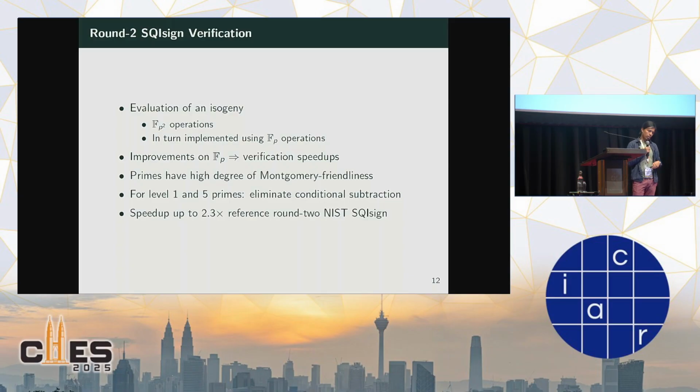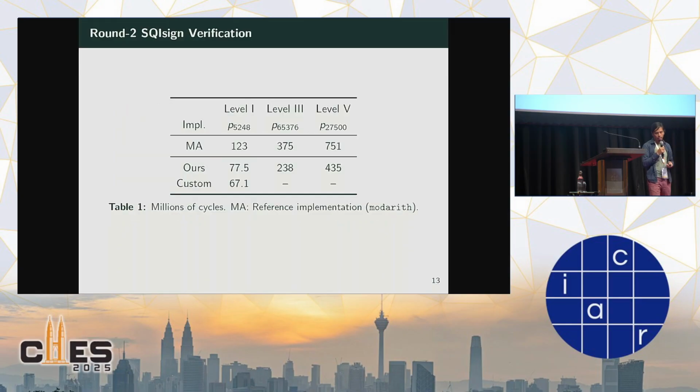And when we compare the ARM version of SkiSign for verification against the reference provided by the SkiSign team, we are 2.3 times faster than the reference implementation. So here we have the numbers reported by the SkiSign team in the submission to NIST. These numbers here present our results.